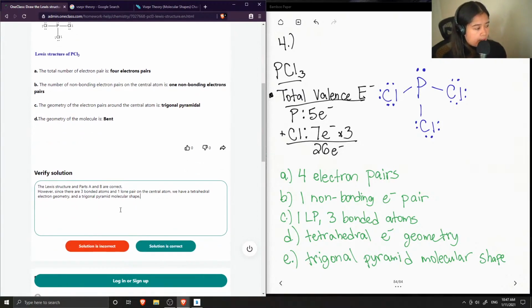Okay, so I said the Lewis structure and parts A and B are correct. However, since there are 3 bonded atoms and 1 lone pair on the central atom, we have a tetrahedral electron geometry and a trigonal pyramid molecular shape.